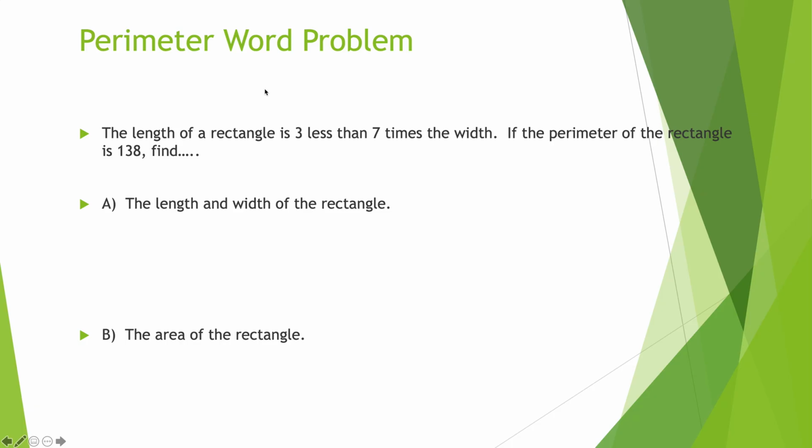All right, so now what we need to do is start working on some geometric applications of the algebra skills that we've been taught. And the first type is a perimeter of a rectangle word problem. Again, we've done a number of these so far. So this is just kind of review.